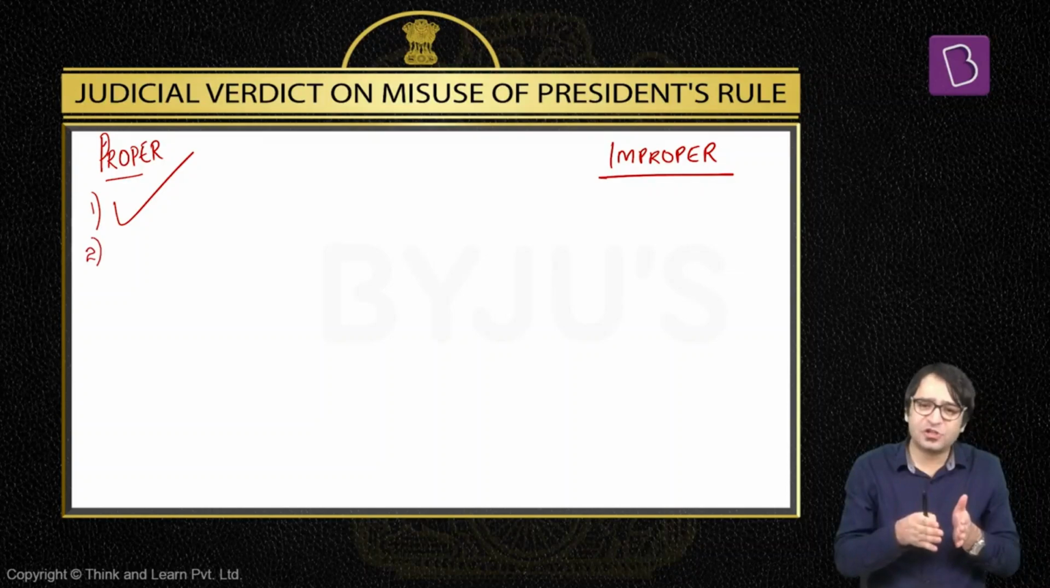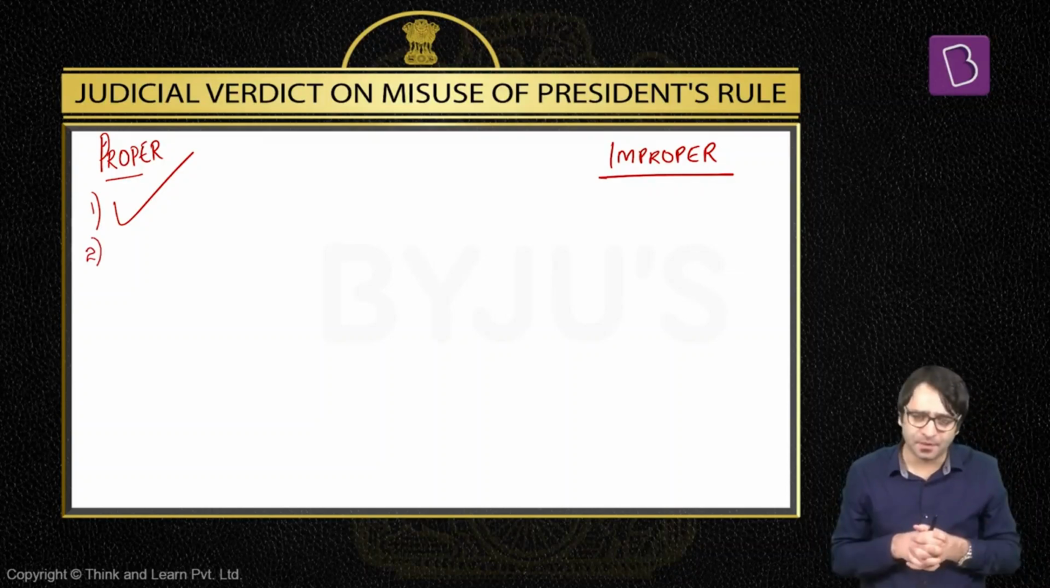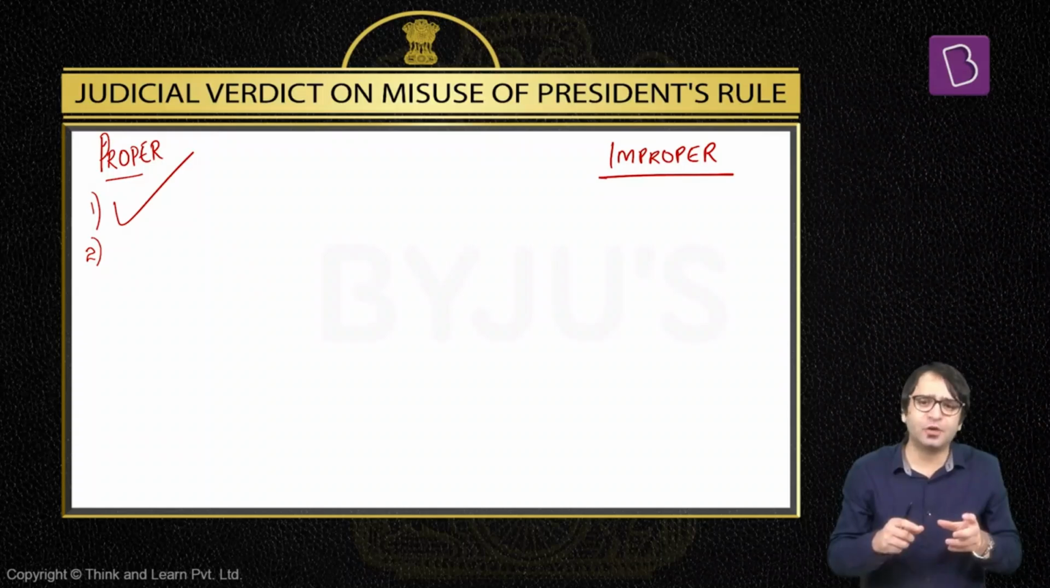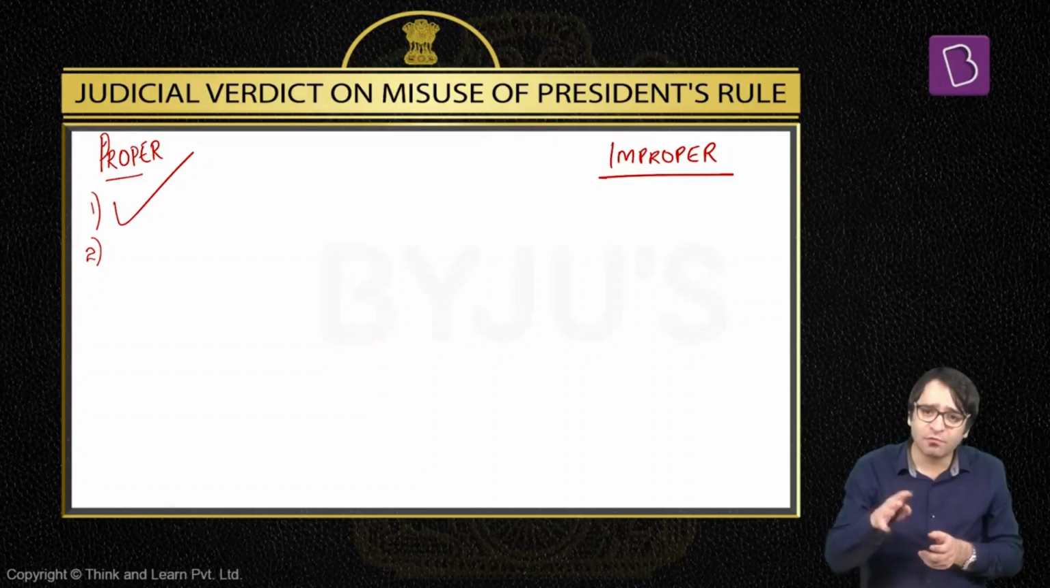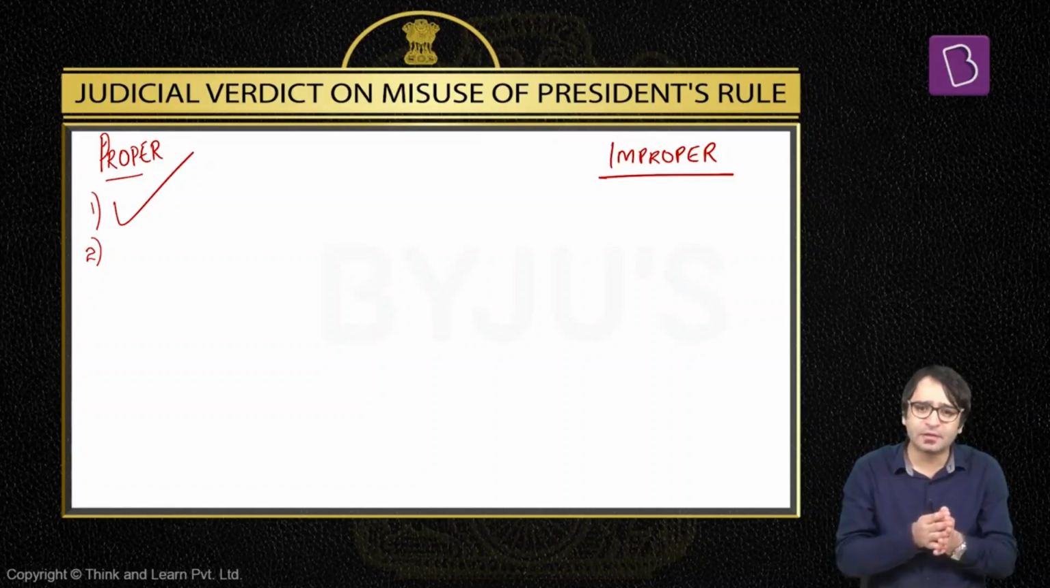Second fit case: BJP and PDP in Jammu and Kashmir, they were in power. Suddenly in 2018, the BJP decided to withdraw support to the Mehbooba Mufti government. No other combination was possible. That means the government has fallen, primarily because one coalition partner has withdrawn support and no other political party is in a position to form the government. This is a fit case of President's rule.